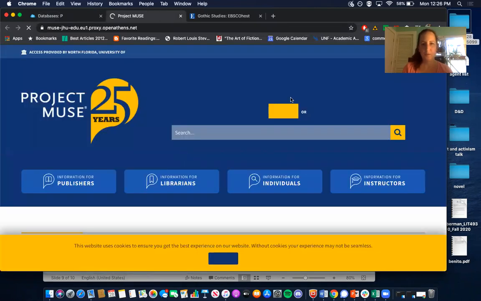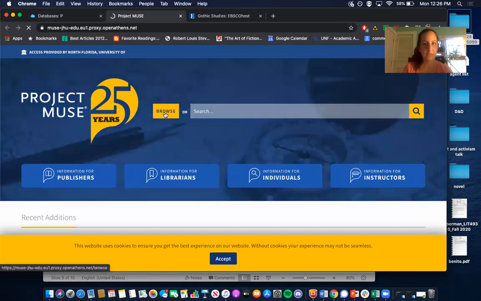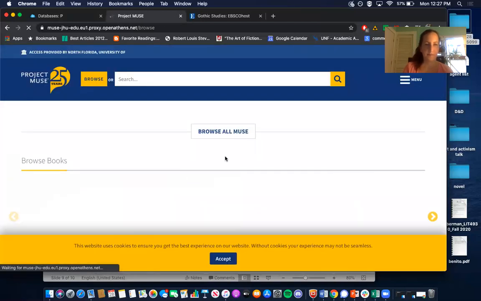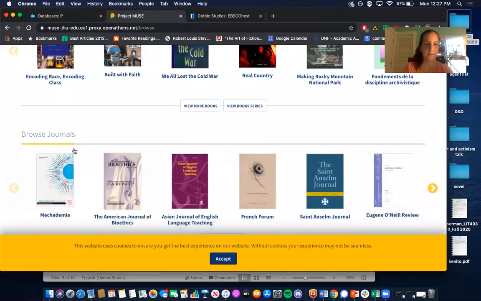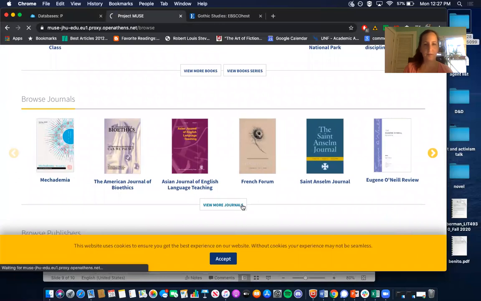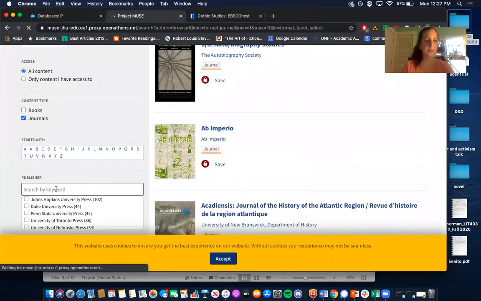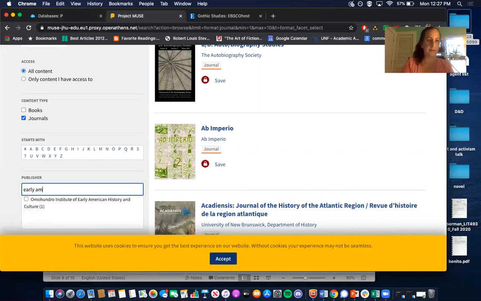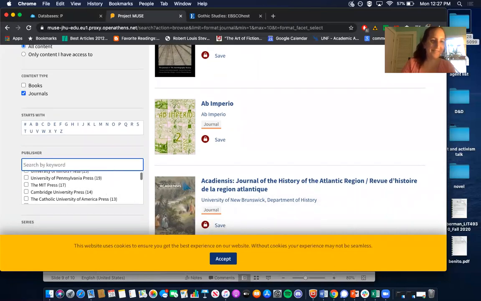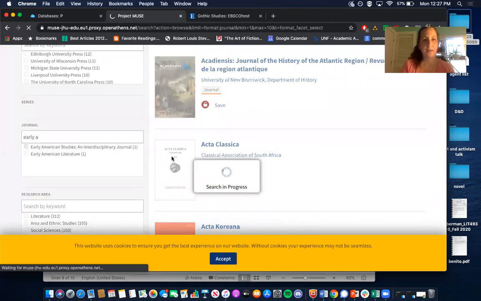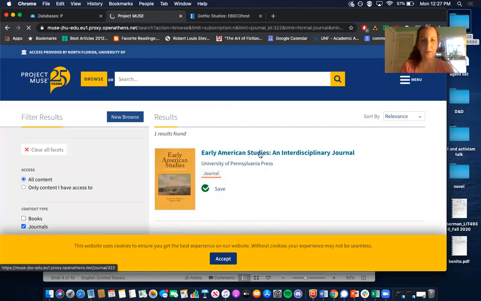Project Muse lets you browse. So you can use this to specifically find journals. I'm going to browse journals. I find this slow, but I'm just going to pull it up as a way to do it. So you can search by keyword. So I could search by early. Oh, that's publisher. No, I don't want the publisher. I want the journal. Early American Studies, an interdisciplinary journal. So let's say that this is a journal that we want to look at.